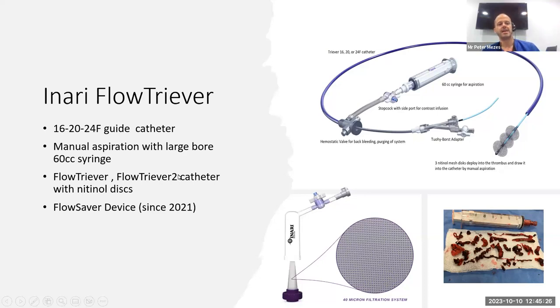Also, the company just came up with this additional gadget to it, which is called Flow Saver, which has a filtration system to allow the aspirated blood with the clots to be separated from the blood, and then the blood can be given back to the patient to reduce blood loss.